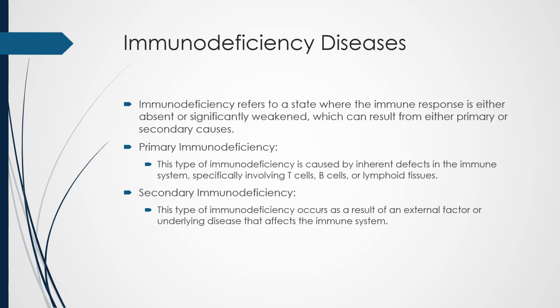Secondary immunodeficiency is a type of immunodeficiency that occurs as a result of external factors or underlying disease that affects the immune system. It is not present at birth, but can develop due to conditions or treatments that compromise the immune system.